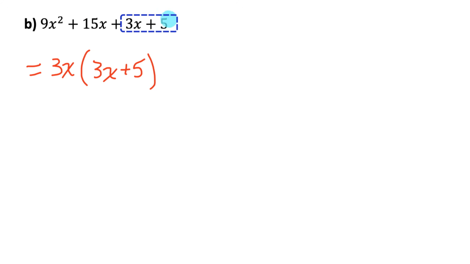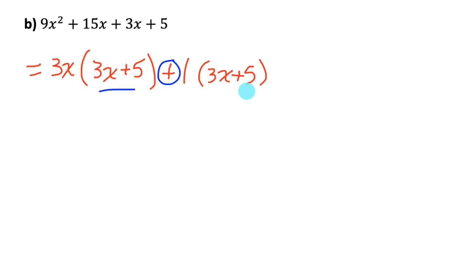The last 2 terms, 3x and 5, the greatest common factor is just 1, but that's actually fine. Normally we don't write factors of 1, but for this question I'm actually going to write the factor of 1. And then if I divide each of those terms by the factor of 1 that I'm taking out, it doesn't change anything. It's still 3x plus 5. Notice I have a plus sign separating my two terms, and both of the terms have a binomial 3x plus 5. So they have a common binomial.